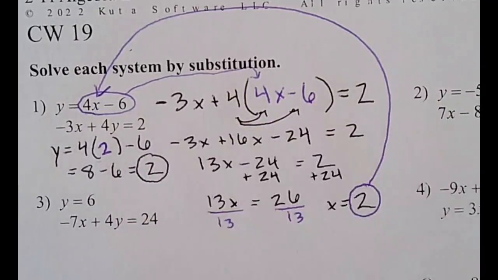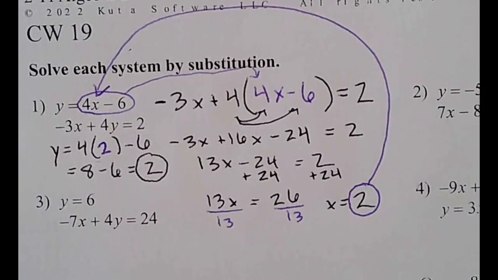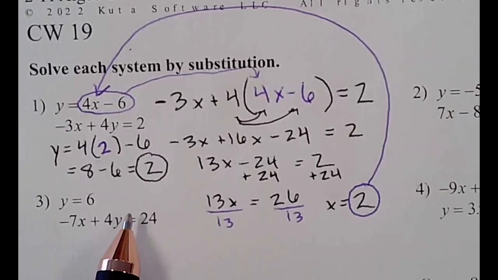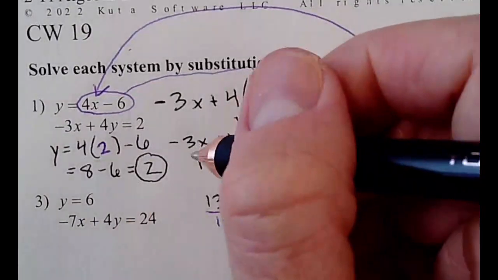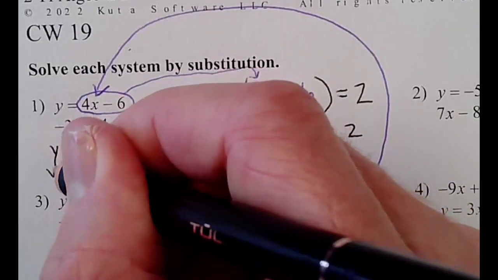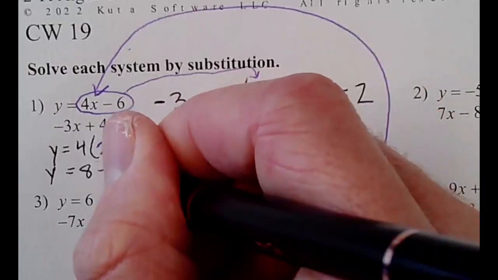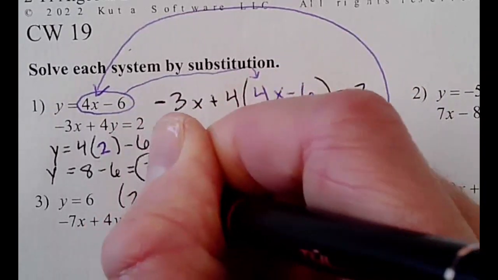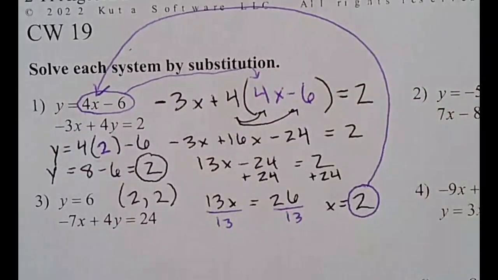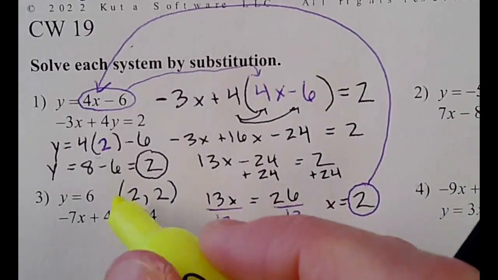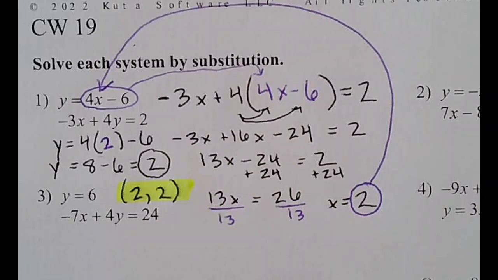So now I've found both answers here, both x and y, and I will write my solution as an ordered pair with x first, then y. And both of them happen to be 2. So my answer is 2, 2. And I will highlight that so it's clear exactly what the answer is.